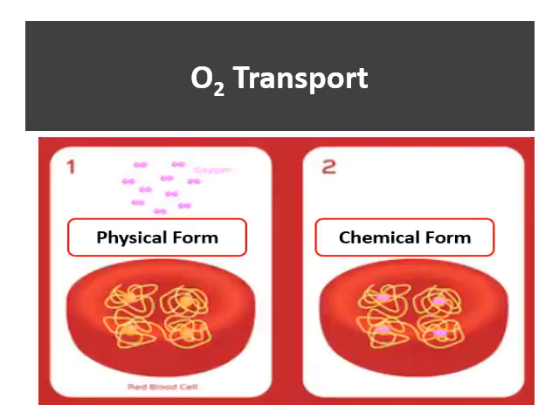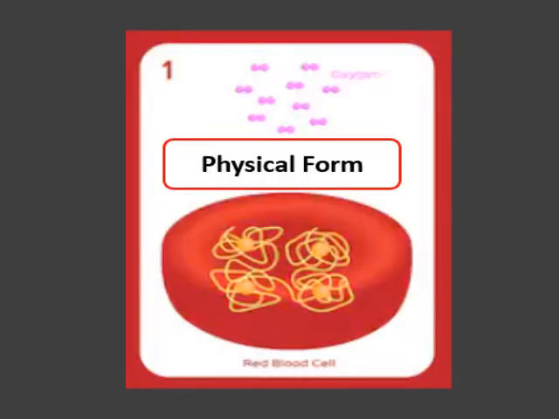Physically dissolved form, which is the physical form, and attached in a loose chemical combination with the hemoglobin, which is the chemical form. The physical form of oxygen represents the free oxygen molecule dissolved in the blood. In the arterial side, it's 0.3 milliliter per 100 milliliter of arterial blood, while in the venous side, it's 0.1 milliliter per 100 milliliter of the venous blood.